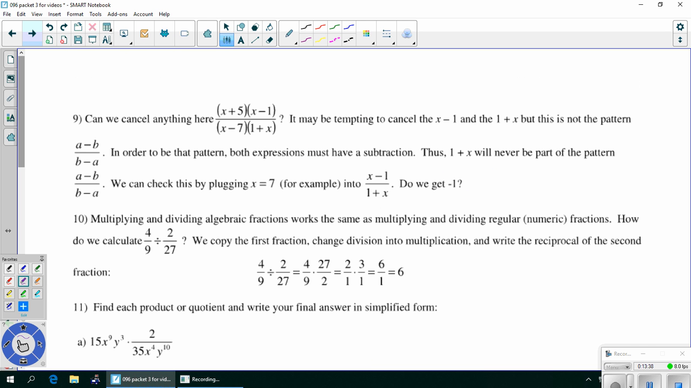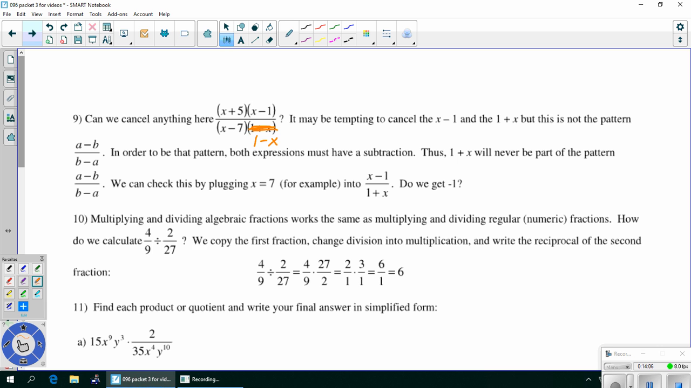Next page. Can we cancel anything here? X plus 5 over x minus 1, times x minus 7 over 1 plus x. So is this our pattern here, this 1 plus x and this x minus 1? Well, yeah, the x was first and now it's last, and then the 1 was last and now it's first. But there's one important difference, and that's that this is a plus, and that's no good. If this had been 1 minus x, then that would be our pattern.